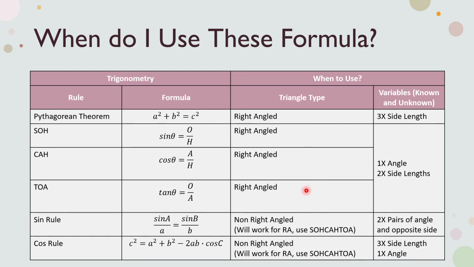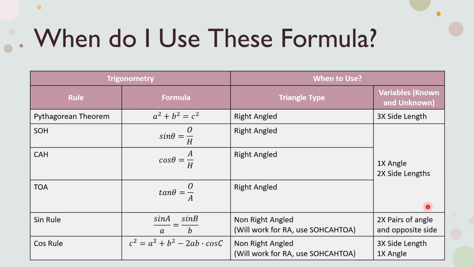For SOHCAHTOA, again, right angled triangles, you want to be using that when you have one angle and two side lengths, one of those values being unknown. For sine rule and cos rule, we only work with non-right angled triangles. Technically, you can use it for a right angled triangle, but it's not particularly necessary. You can just use SOHCAHTOA. That is a much easier formula to work with. Technically you can, but there's not really much point.